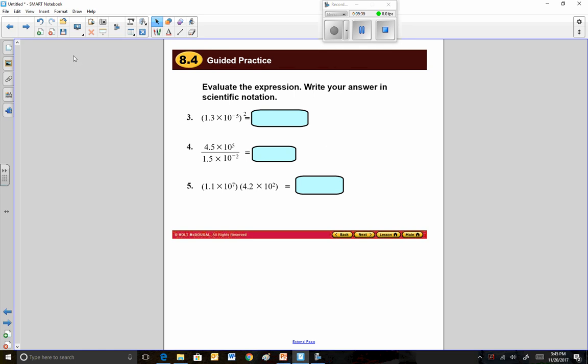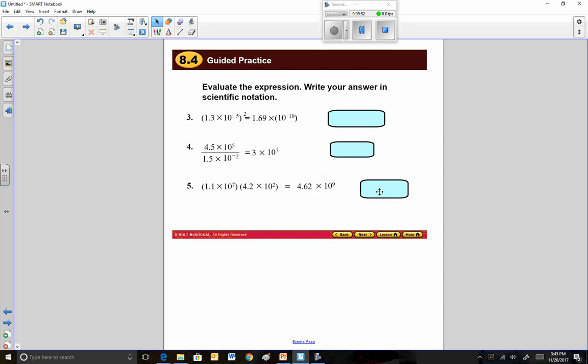All right, welcome back. For this question here, your final answer should be 1.69 times 10 to the negative 10th. I should see all your work that supports that answer. On this one, we should get 3 times 10 to the 7th. And on the final one, 4.62 times 10 to the 9th. All right, make sure you have shown all your work for these questions. There's more work than just writing down these numbers.